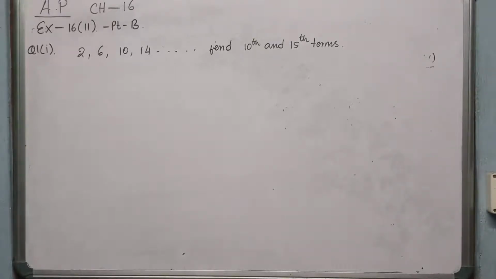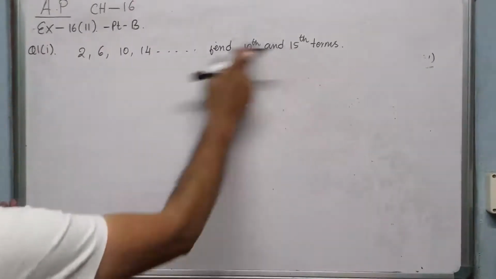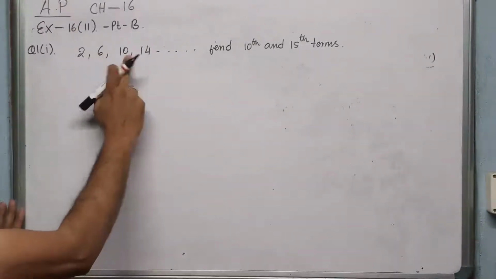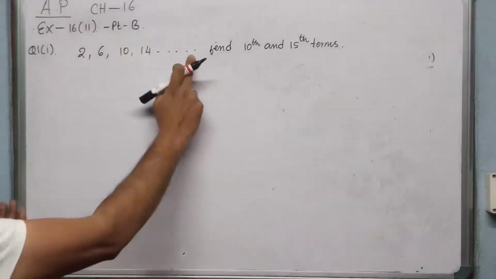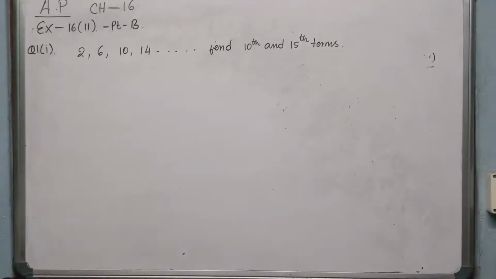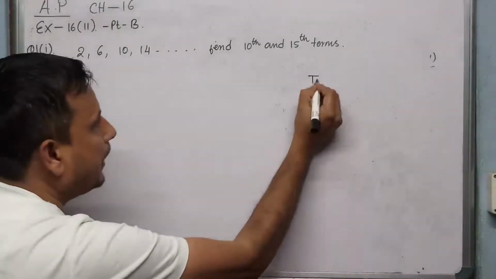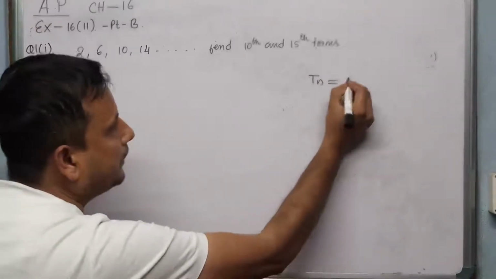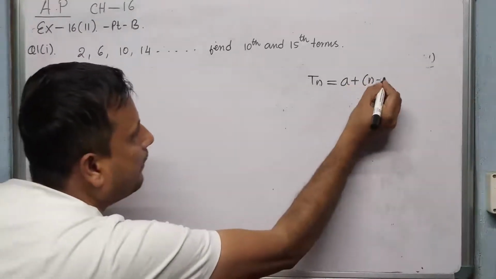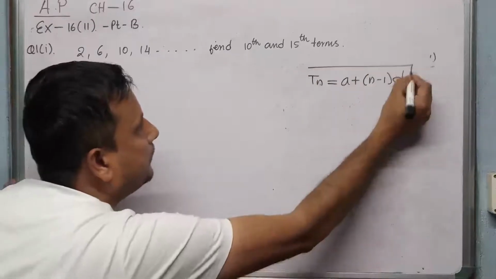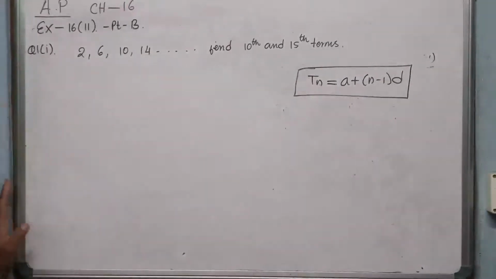Now, an AP series is given. What you have to calculate is the 10th and the 15th term of this series. The first, second, third, and fourth terms are given. To calculate the 10th term and the 15th term, I'll use this formula: Tn is equal to A plus (n minus 1) into D. With the help of this formula, we can calculate the 10th term.